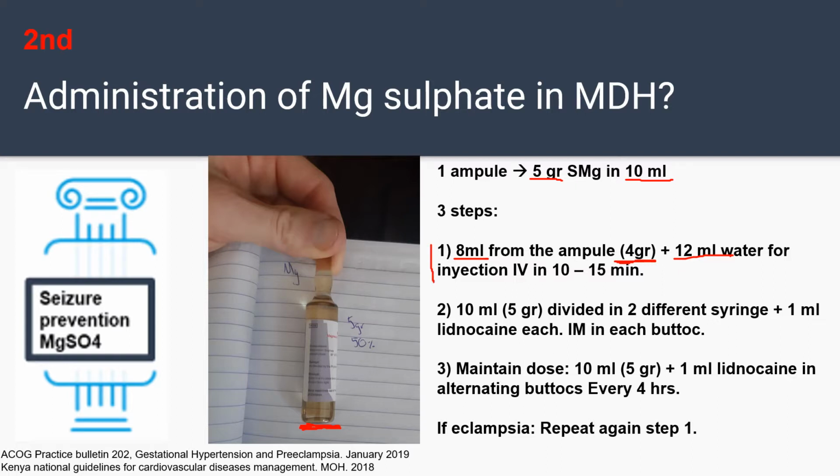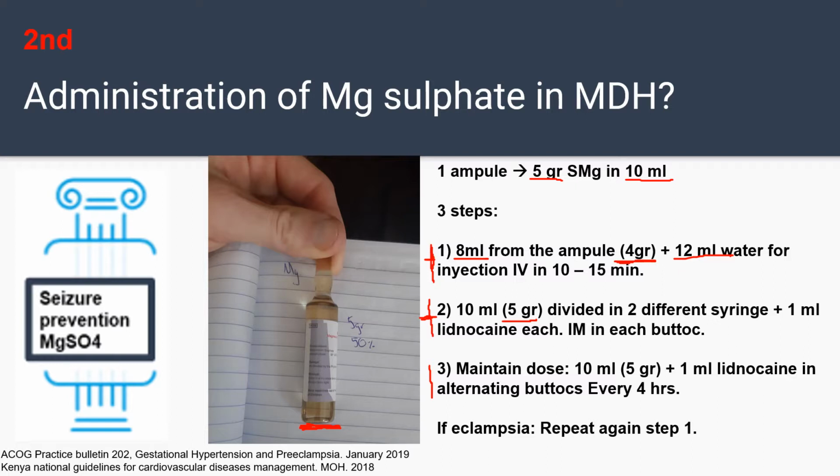Step 1 and step 2 are the loading dose, then step 3 is the maintaining dose. So the loading dose has an IV part, that is the water for injection, and an intramuscular part, that is step number 2. Step number 2 is 10 ml, one complete ampoule of 5 grams of magnesium sulfate. You divide it in 2 different syringes, and you mix with 1 ml of lidocaine at 2% in each, and you put one of those syringes in each buttock. Okay, that is the loading dose.